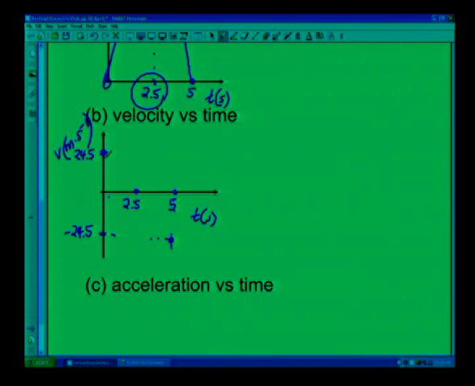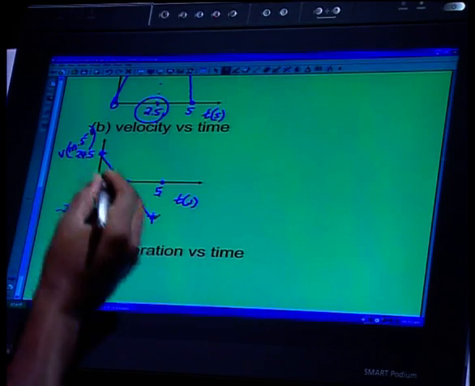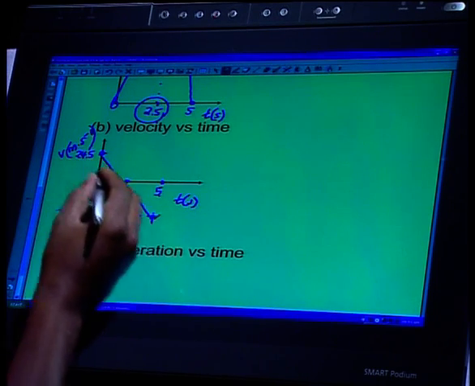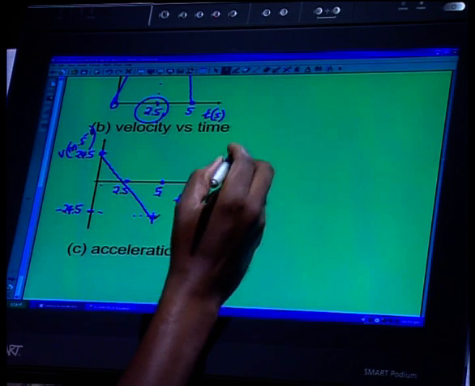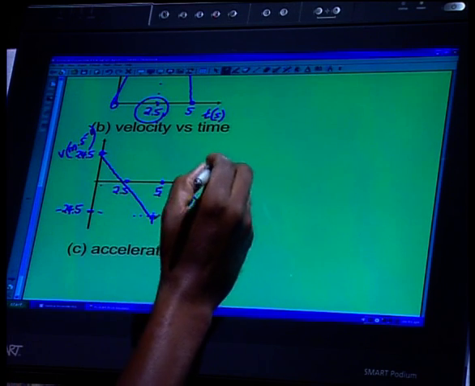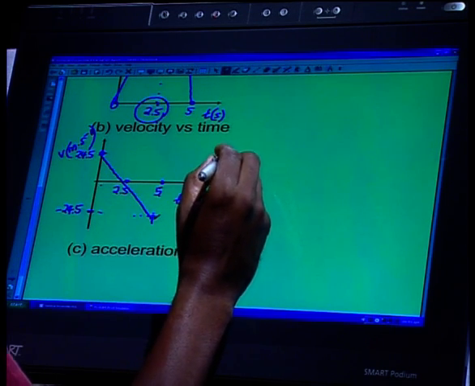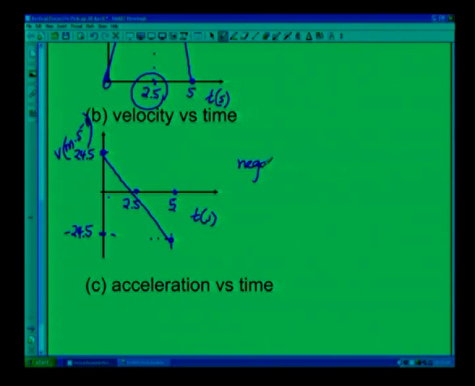Now, if you join these 3 points here, you would have a straight line in that direction. And if you look at that graph, if you're familiar with straight line graphs, you'll see that this graph has got a negative gradient. Okay? It has got a negative gradient. Now, negative gradient, in this case, what is the gradient that we're getting here?